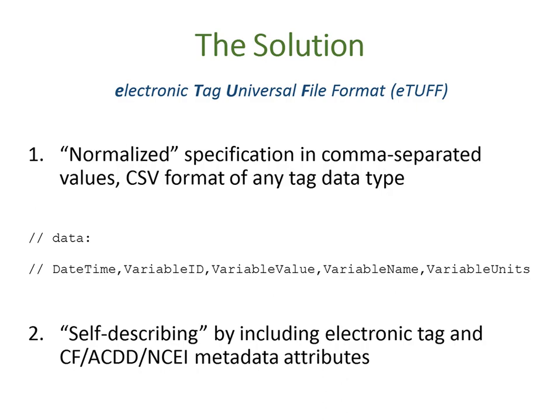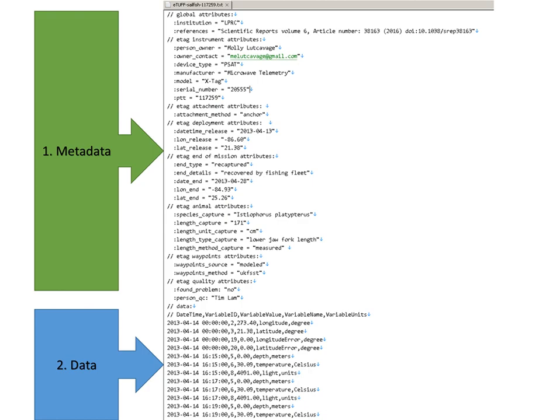And also, eTUFF has a metadata section. It can be tag-specific metadata like deployment time, who did it, your institution, or serial number. And there's also other metadata that are standard compliance, like CF, HCDD, or NCEI metadata that can be part of that section. By including those, then eTUFF becomes a self-describing file, having both the metadata that will describe what those data are for. And if you open up an eTUFF file, it looks a bit like this.